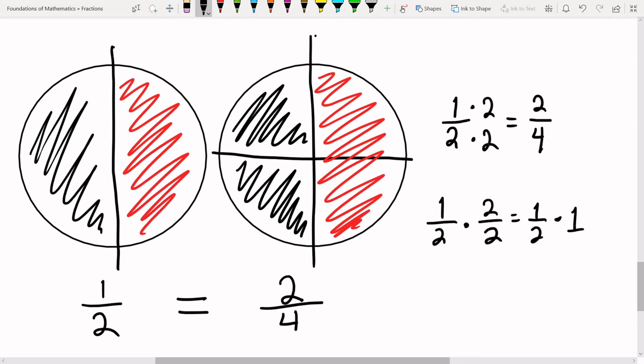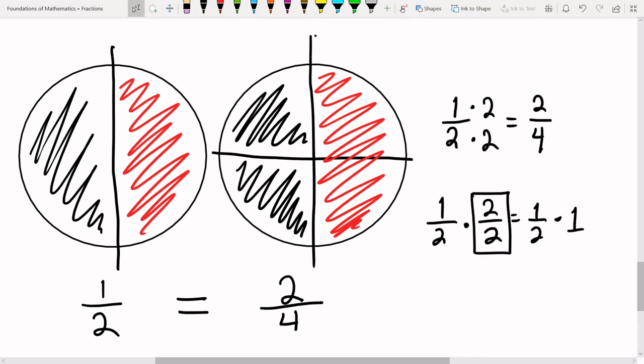3 times 1 is 3. 18 times 1 is 18. 1 million times 1 is 1 million. It never changes the number. It leaves it the same. And so if we multiply by a version of 1, namely 2/2, we're not changing the number. We're just changing the version of the number. But it's still the same number. That's why 1/2 is the same as 2/4.